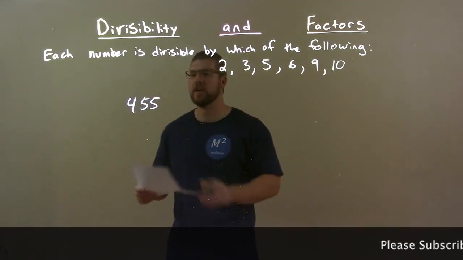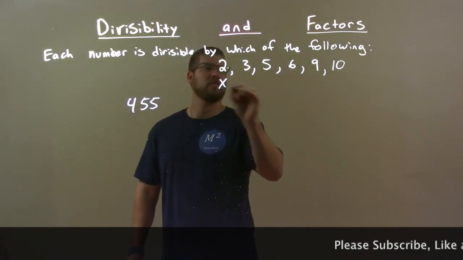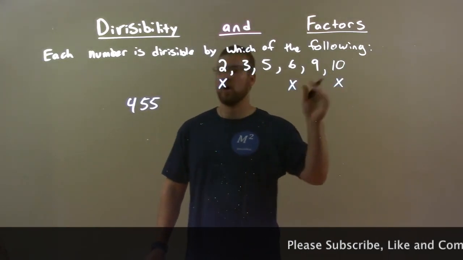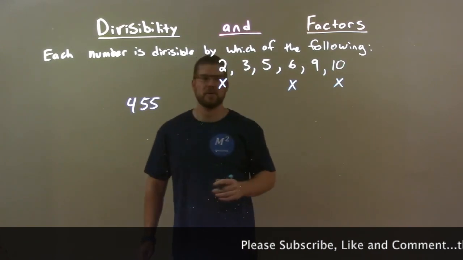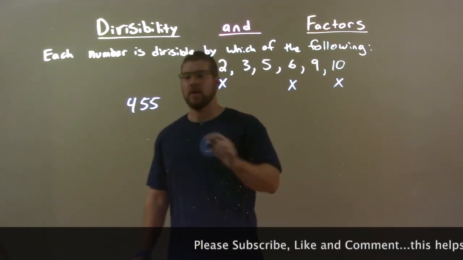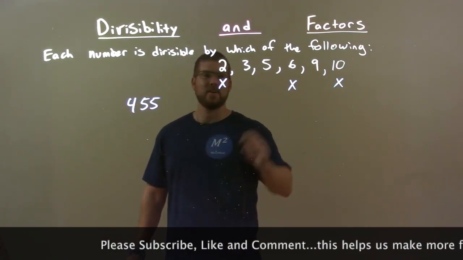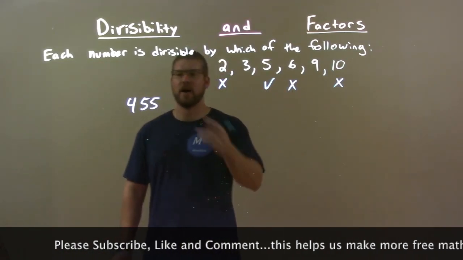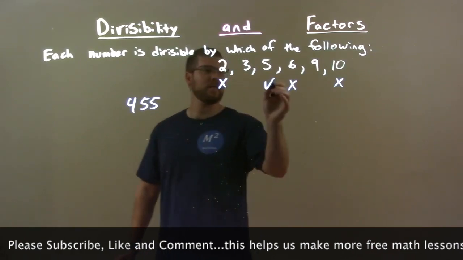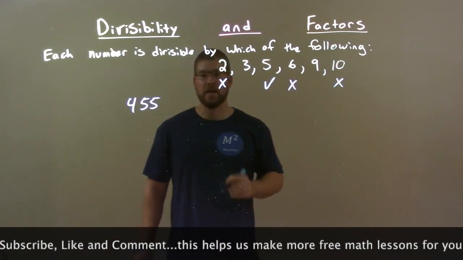455. First thing, this is an odd number. 2, 6, and 10 are out. Even numbers cannot go into an odd. All right. Now we know this number ends in a 5 or a 0. So 5 goes into it. So we're good with 5. 5 goes into 455. Okay. So now we just have 3 and 9 to check.